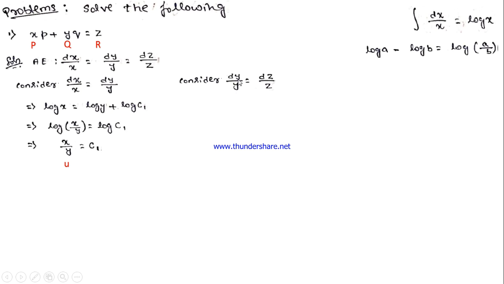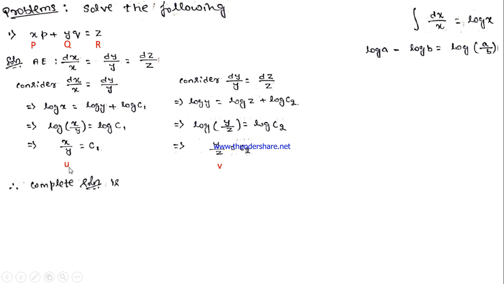Function of y into dy equal to function of z into dz. Just like the previous case, it's just integrated and simplified by using the logarithmic property. You will get y by z equal to c2, that is my v equal to c2. So I can write my general solution, that is phi of u comma v equal to 0, or u is equal to f of v.